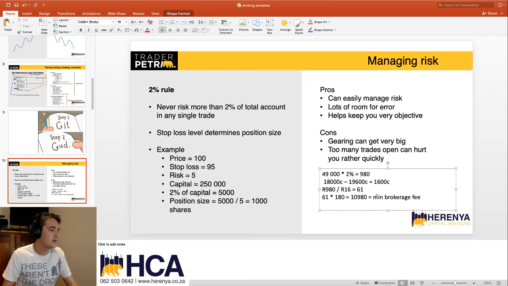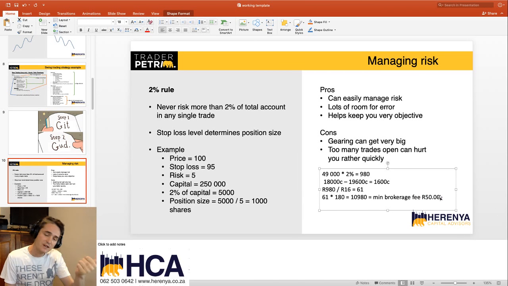So what's going to happen here is you're going to pay the minimum brokerage fee. Let's say it's 50 Rand a trade, because that's kind of what the minimum is. If you're paying more than that, you shouldn't be. So 50 Rand minimum fee to trade CFD on this particular trade. It's going to cost you 50 Rand to get in and 50 Rand to get out, so that's times 2, which equals 100 Rand.